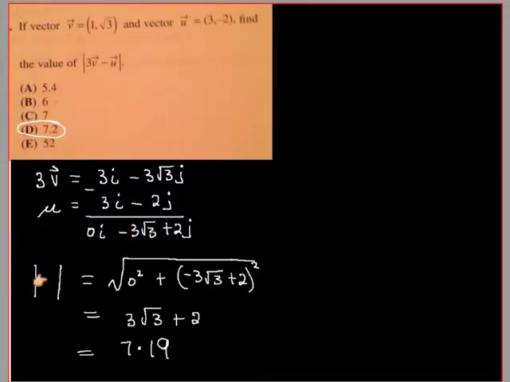The magnitude of the vector is going to be 0 squared plus negative 3 root 3 plus 2 squared. If you square it, the negative goes away, so I'm just going to put a plus here. And the square root of a square, you get 3 root 3 plus 2. Plug it in your calculator, and you get 7.19, and 7.2 is the closest answer.